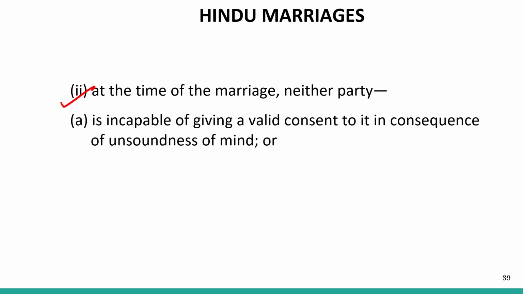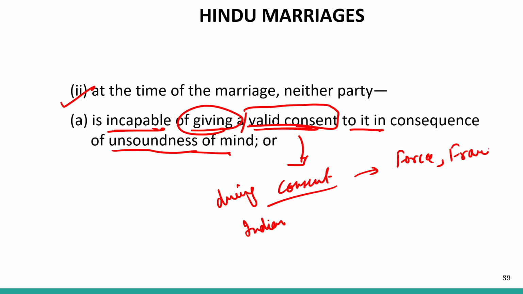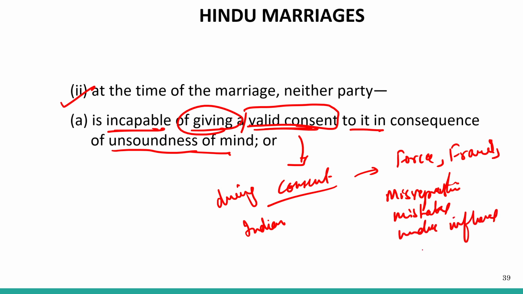At the time of the marriage, neither party is incapable of giving a valid consent to it in consequence of unsoundness of mind. The first and foremost thing we need to study here is what a valid consent is. Valid consent means the consent that we studied during our lectures on the Indian Contract Act. The same valid consent follows: it should not be by force, fraud, misrepresentation, mistake, undue influence, etc. So we have already studied what exactly force, fraud and coercion are.